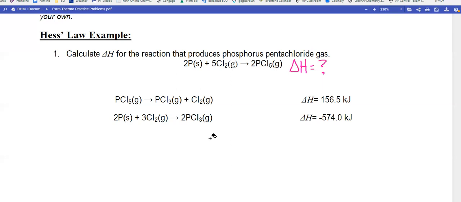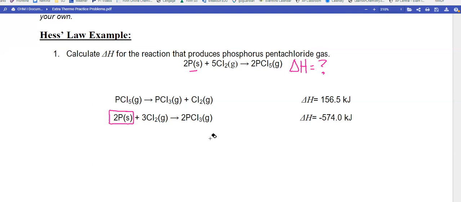Okay, so for this reaction, the first thing I see is the 2P, and it needs to be on the reactant side, and it needs to have a coefficient of 2. In the second equation, it has a coefficient of 2, and it's on the reactant side. So that means we are not going to change that bottom equation at all, because the 2P is where it needs to be.